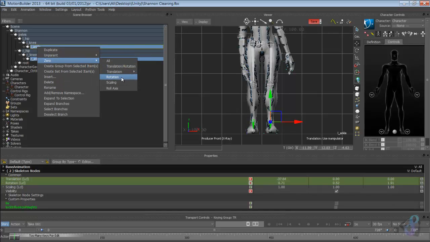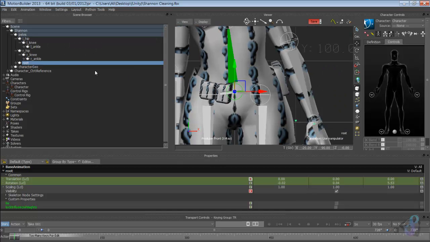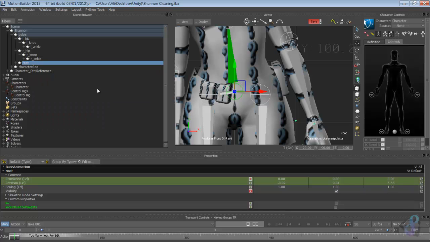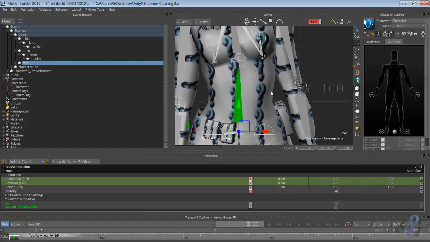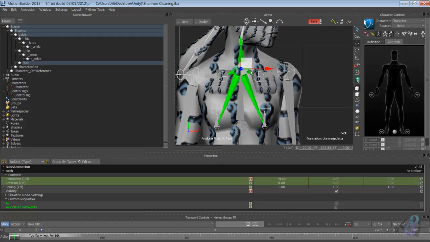Zero rotations here. Now I have this guy. Zero rotations. Why doesn't it follow the rules? Set zero. Zero, zero, zero. And the character is starting to obey. Ah, no, Control Z.